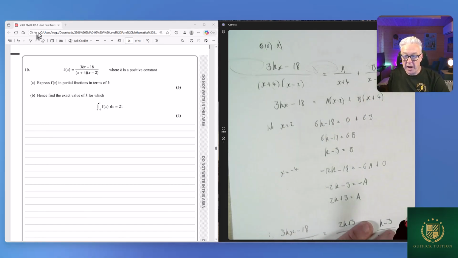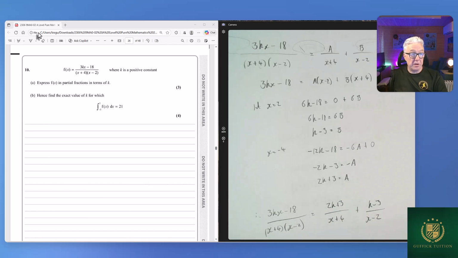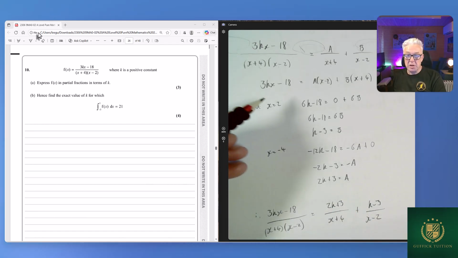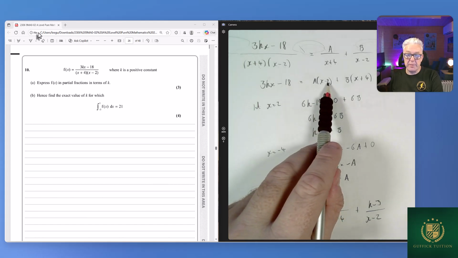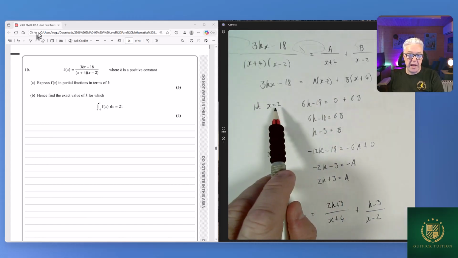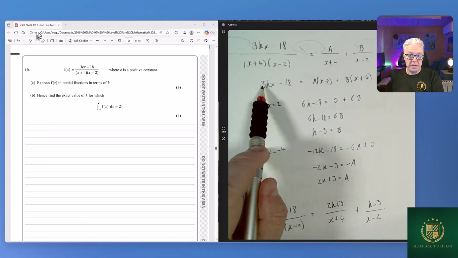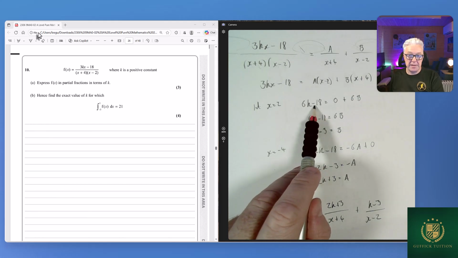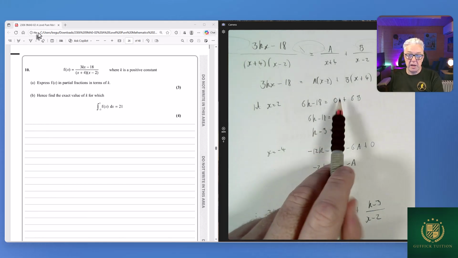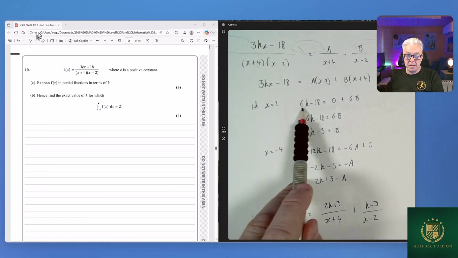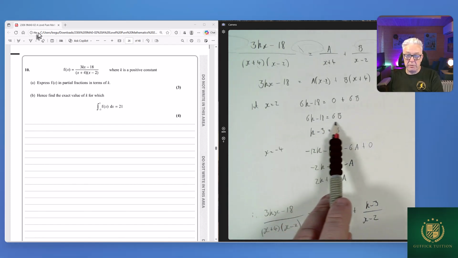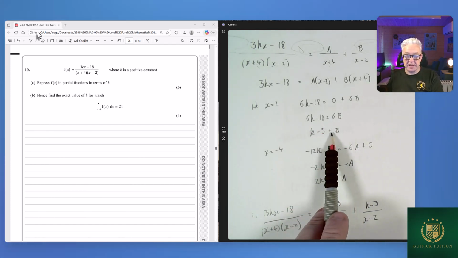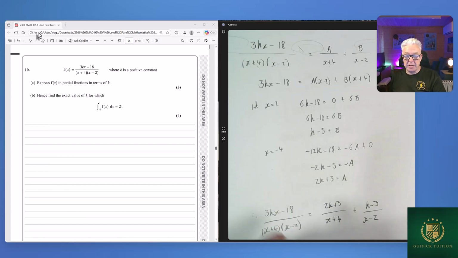Again, I know there's lots of methods for this particular question, but I like to use substitution. So I think of a value of x that's going to make this disappear, and that would be x equals 2. So we're going to have 3 times 2 is 6k, take away 18, 2 minus 2 is nothing, and 2 add 4 is 6. So we get that line. This has a common factor of 6, divide everything by 6, and I get that B is k minus 3.